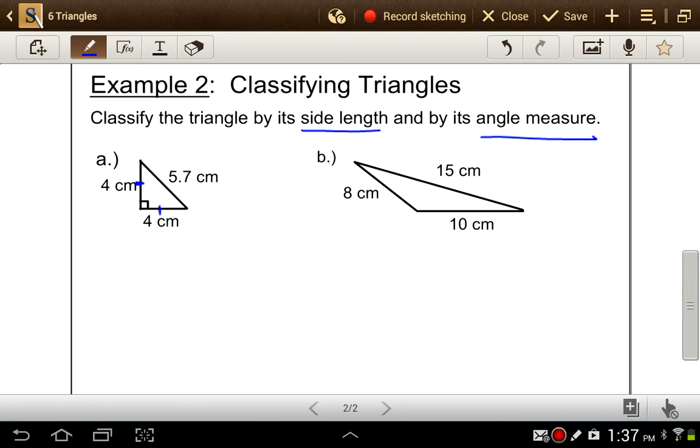So sometimes they won't give you the side lengths. They'll use what they call tick marks. And if they have these little tick marks in here, that means that they are congruent. And that way they don't have to write the length. Because I don't really care what the length is. I'm just looking for the same. So since that one has two congruent sides, that would be an isosceles triangle.